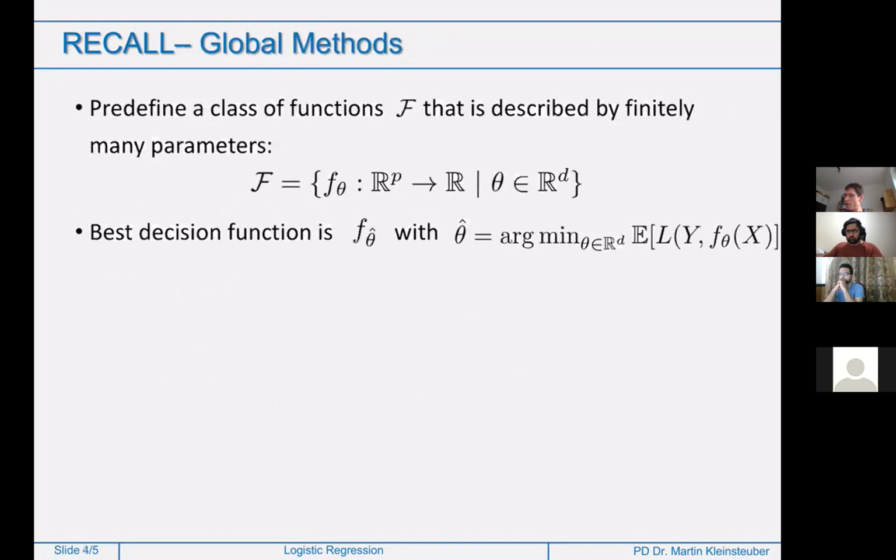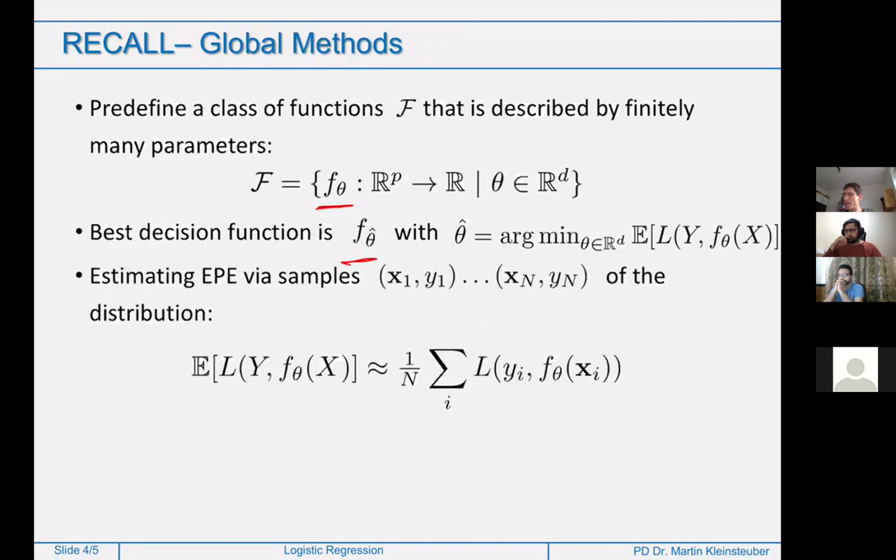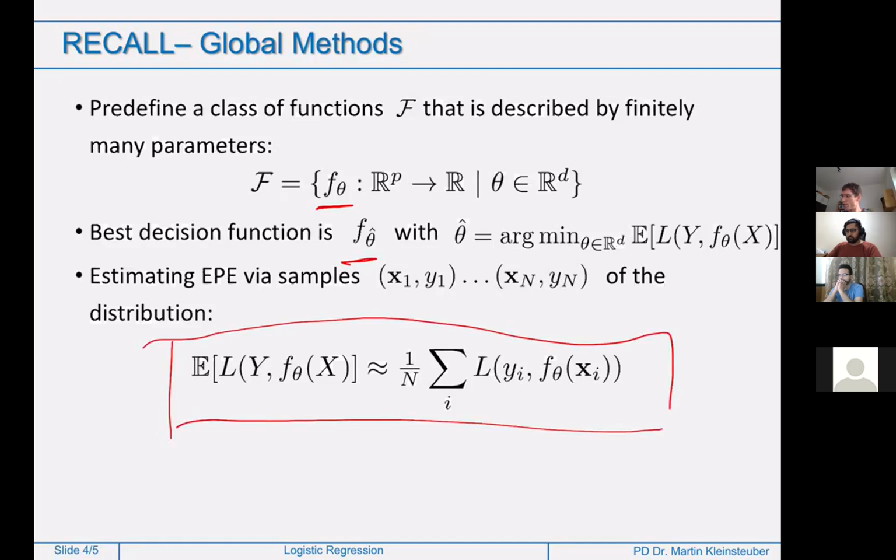So in this global method, we predefine a class of functions that is described by finitely many parameters, for example, affine functions here, and we said that our best decision function is the one that minimizes the expectation value. Remember, we don't know this expectation value in practice, so we have to estimate it via our training data and our distribution. So we take this average and find the theta that minimizes this function.